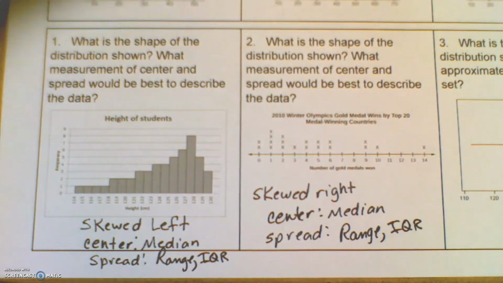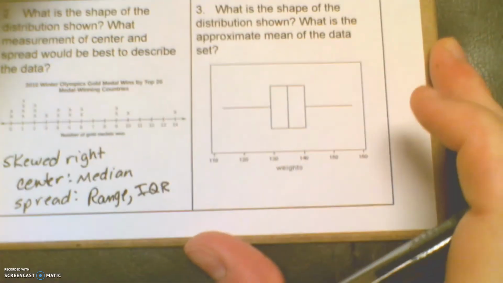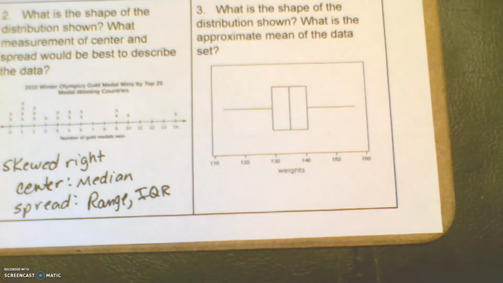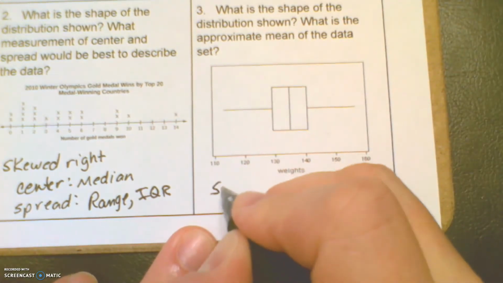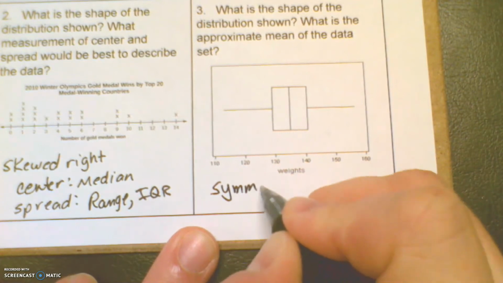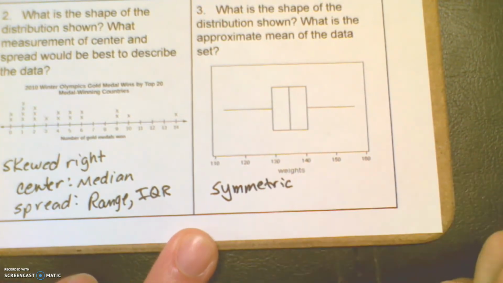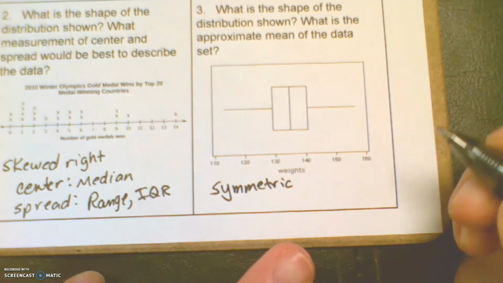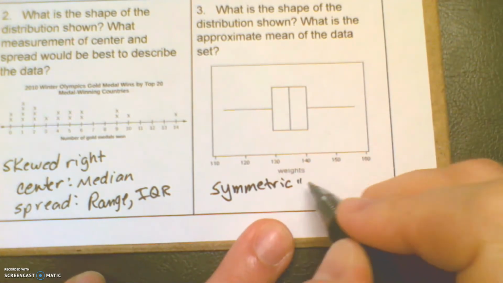If we look at a third example with data distribution, what is the shape of the distribution shown? This example is symmetric. We often describe this as a normal distribution.